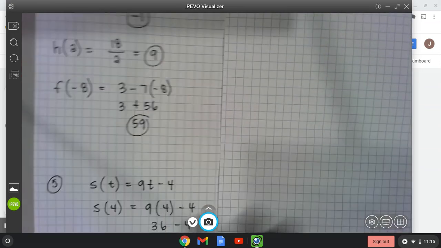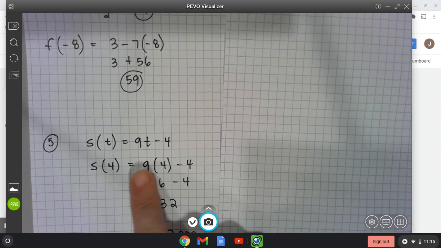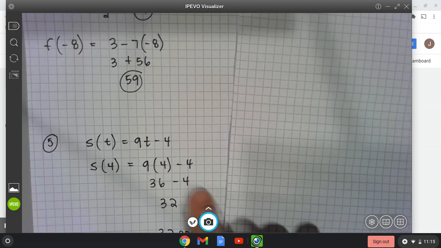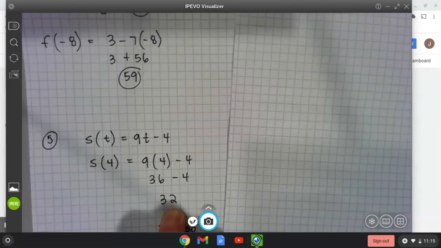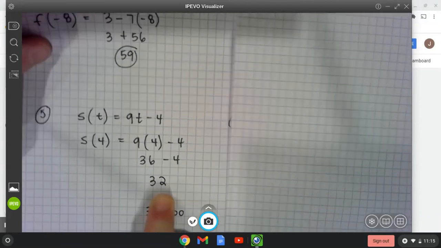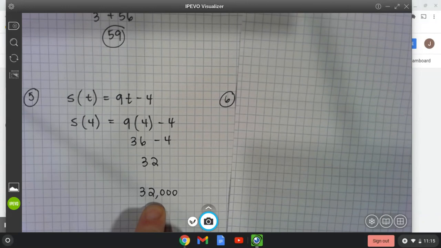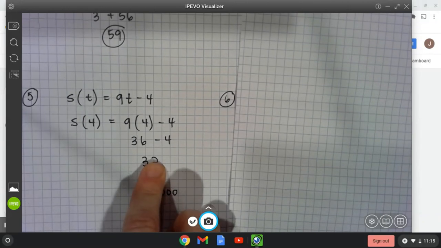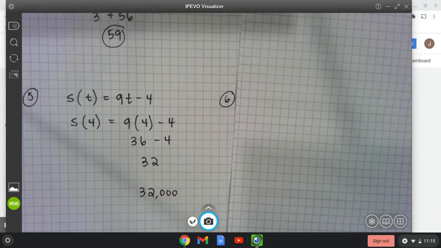So let me just go here to show you guys. In this case, S of 4, you plug 4 in. 9 times 4 is 36 minus 4, that's 32. So 32 does come out, but it's not 32 people who have the flu. It's 32,000 people. You have to change the output to a number in the thousands, guys, all right? So it's 32,000 people have the flu after 4 days.